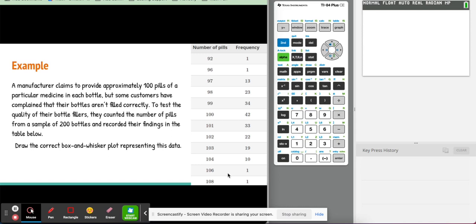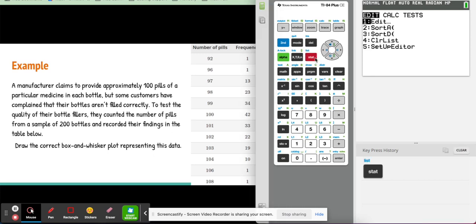Draw the correct box and whisker plot representing this data. Okay, the first thing that we're going to be doing with this data is putting it into our calculators. And notice that we have data points from 92 all the way to 108, and we have our frequency list. So a reminder of how to start.